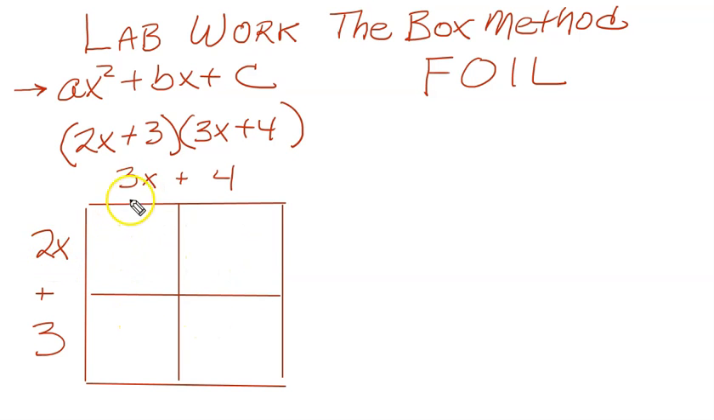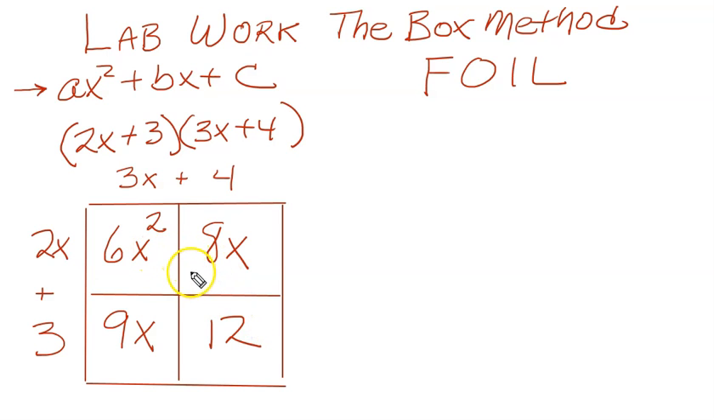So we go 2x times 3x is 6x squared. Then we go 3 times 3x is 9x. And as long as they're positive, we don't write the plus sign. And then we go 2x times 4 is 8x. And then 3 times 4 is 12.